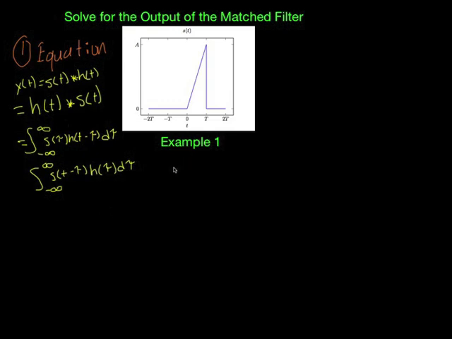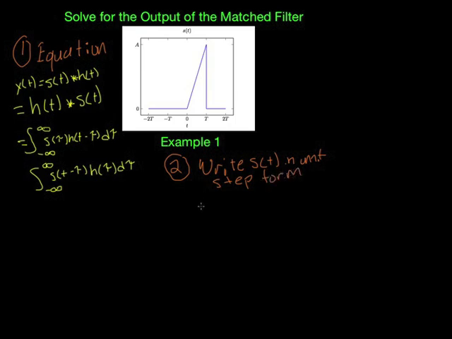The second thing that we're going to do, and I will write it down, is that in order to be able to use these formulas, we want to be able to get an equation from this graph of s of t. So we want to write s of t in terms of unit steps. So number 2 is: write s of t in unit step form.